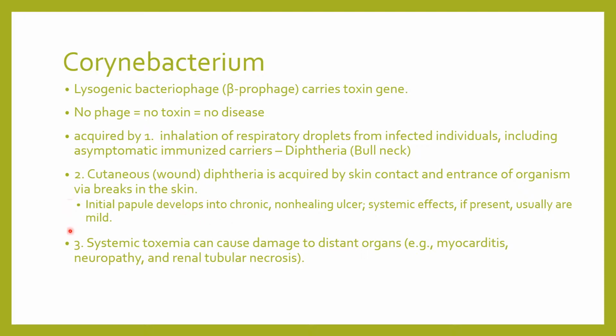The more severe case is when they have bacteremia and later the spread of the Corynebacterium diphtheriae toxin, which will cause damage to distant organs, causing myocarditis, neuropathy, and renal tubular necrosis. So how can you remember Corynebacterium diphtheriae in summary? We can make a bit of a story.